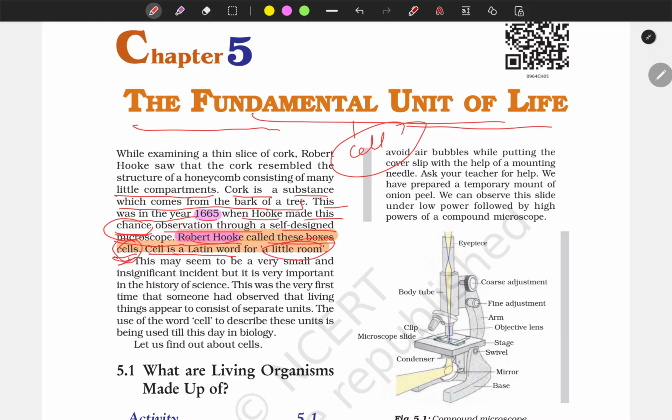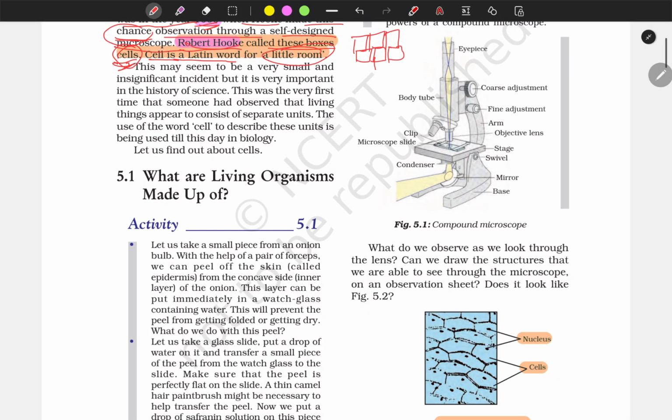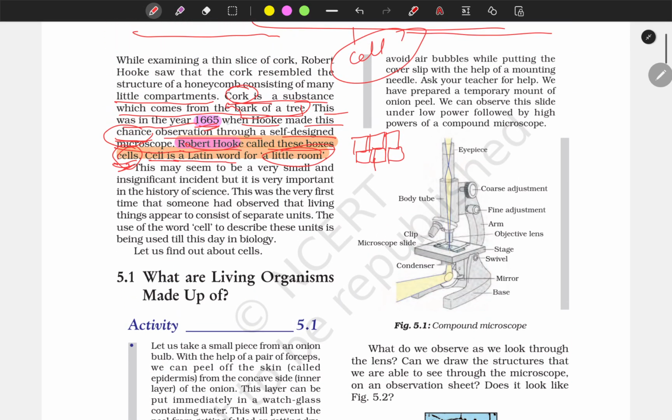this term cell. While he was doing an experiment and observing a cork, which is the bark of a tree, in 1665, he saw a block-like structure, like a honeycomb, which he gave the name cell. So this was an important discovery.